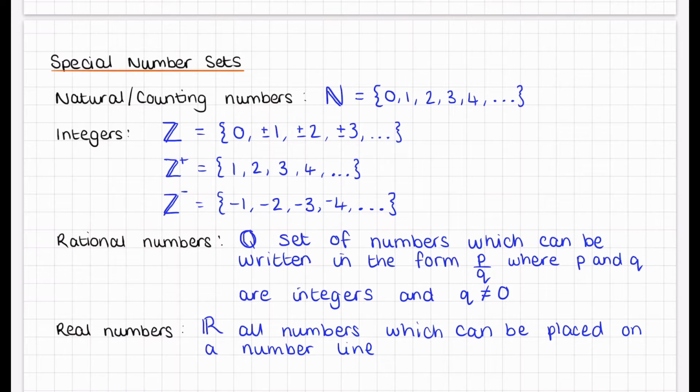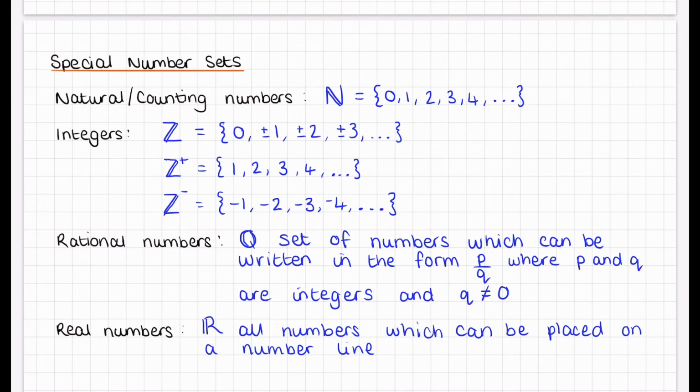Rational numbers, we use the letter Q, and it's a set of numbers which can be written in the form P over Q, where P and Q are integers and Q cannot equal 0. Basically, a rational number is a number that can be written as a fraction. If you can write it as a fraction, it's rational. And obviously Q can't be 0 because you can't divide by 0.